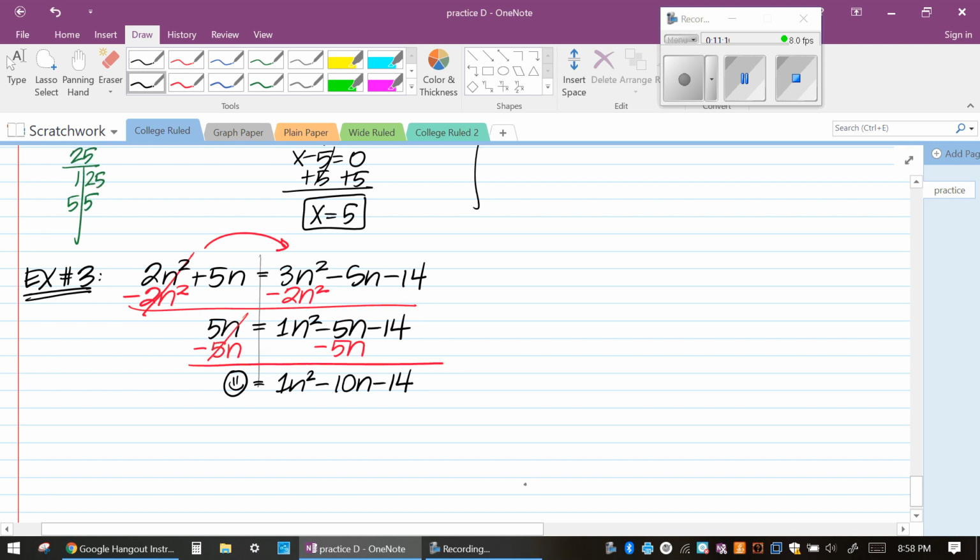The second part is to factor and solve. I want you to notice that the leading coefficient is 1, so the only GCF they have is 1. You're going to find factors of 14 that multiply to negative 14 but add to negative 10. So pause the video and tell me which factors will multiply to negative 14 and add to negative 10. Pause the video, do that now.